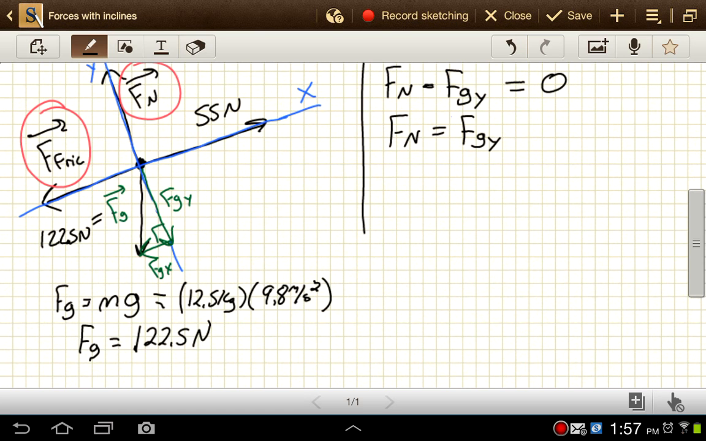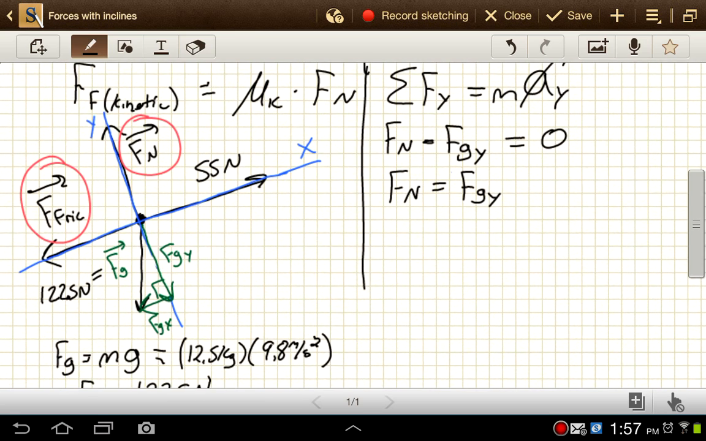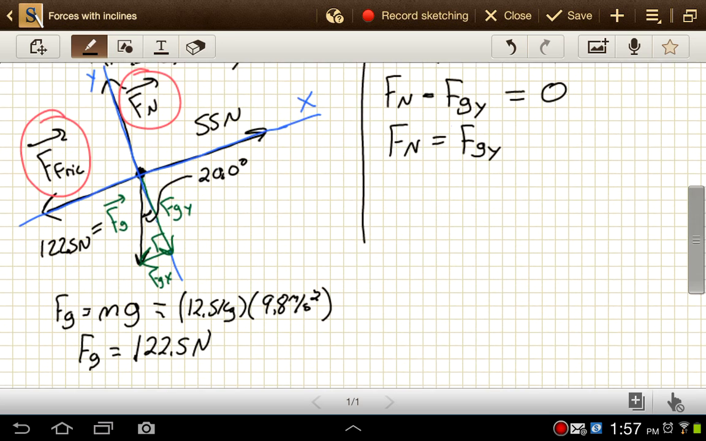But I don't want the overall gravity right now, I want the y component of the gravity. Well, this ramp is rotated 20 degrees from horizontal. Normally, gravity points straight down along the y-axis, but because the ramp is rotated 20 degrees, our y-axis has been rotated 20 degrees as well. So I know that this angle right here is 20 degrees also. It's 20 degrees away from the negative y-axis.